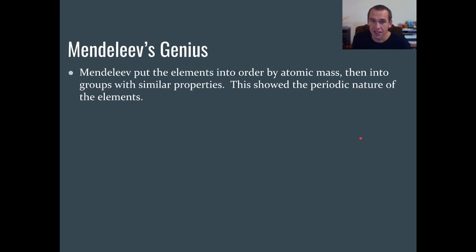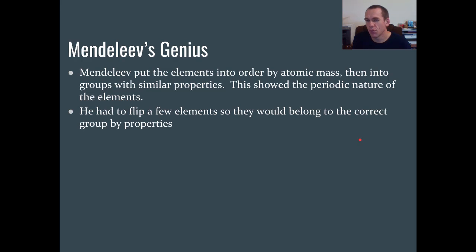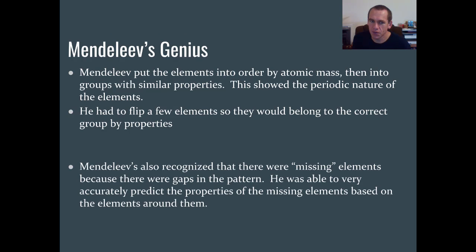So when he did this, he showed the periodic nature of the elements. That's why it's called the periodic table, because properties repeat from row to row. He did have to move a couple of elements in order of atomic mass, because if he just went strictly by atomic mass, then the periodic properties did not fall where they should. They'd be out of order. So he had to flip a couple elements into different positions.